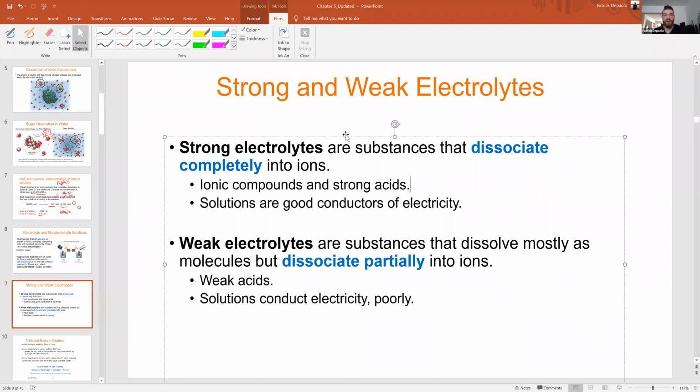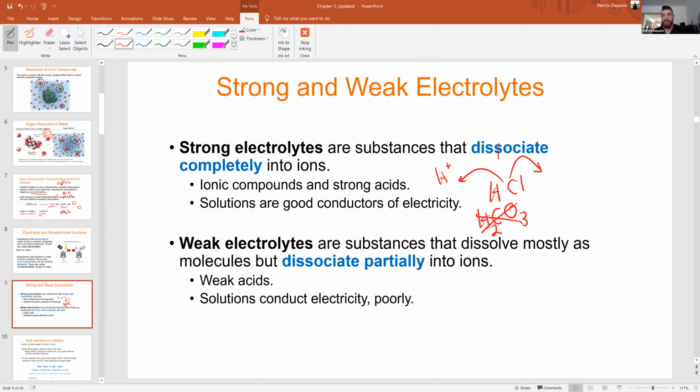Remember, acids have hydrogen, right? For HCl, or H2CO3, they have hydrogen in front. So what happens with these strong acids, well, this is not a strong acid, just HCl is, the hydrogen breaks off and it creates H+, the Cl breaks off and you create Cl-. That will happen to 100% of the molecules. Every single molecule of HCl that will happen to.